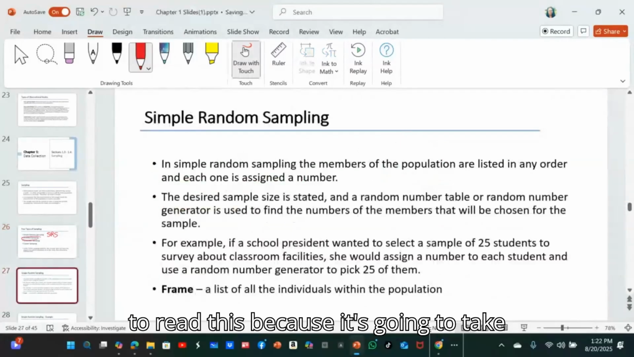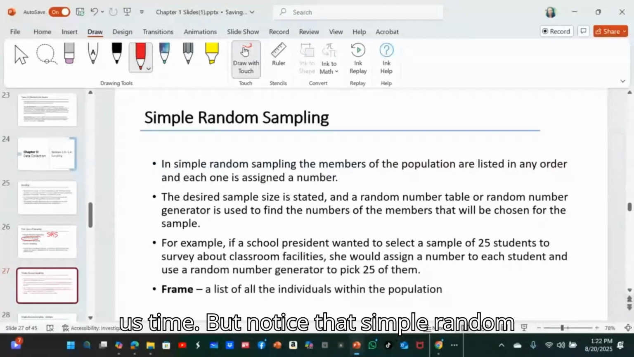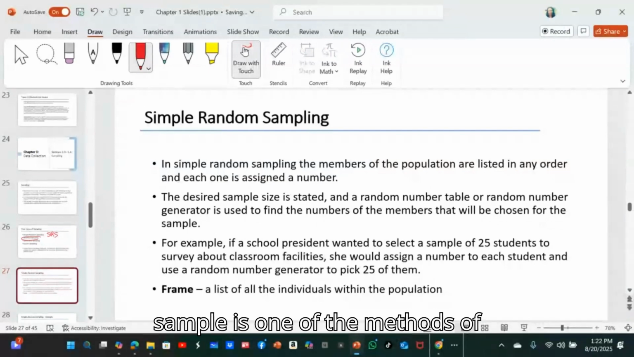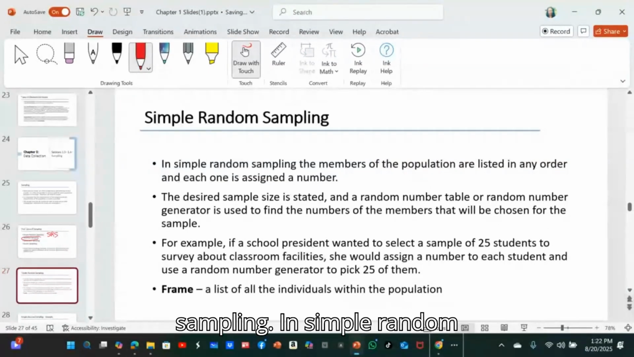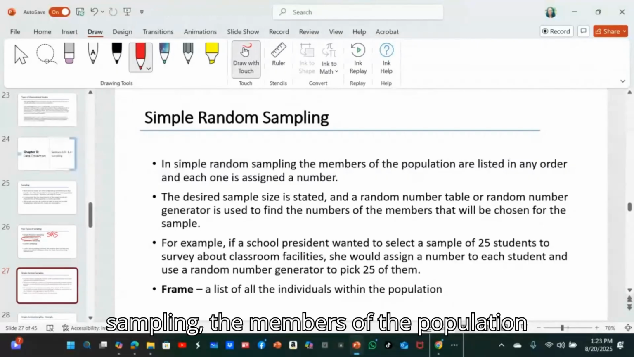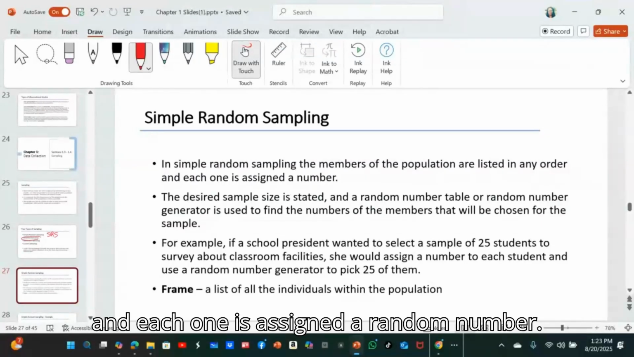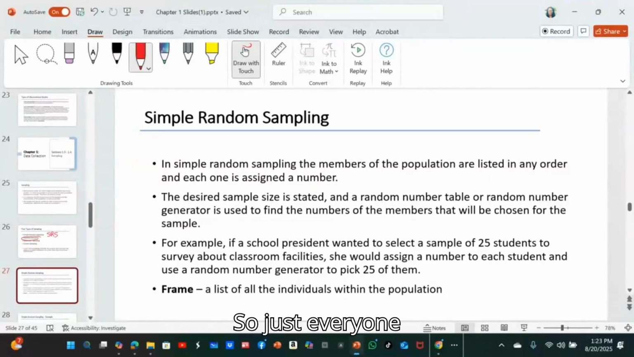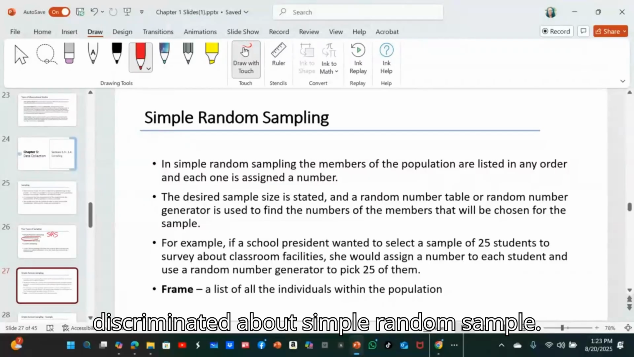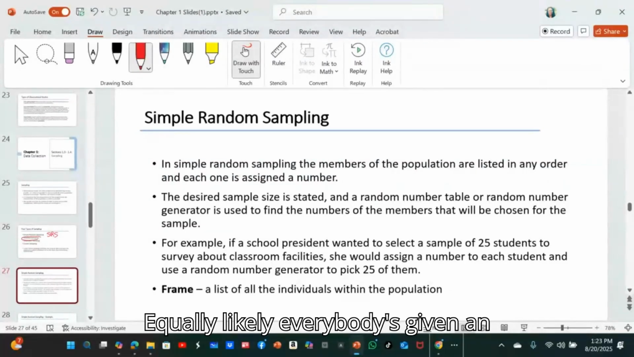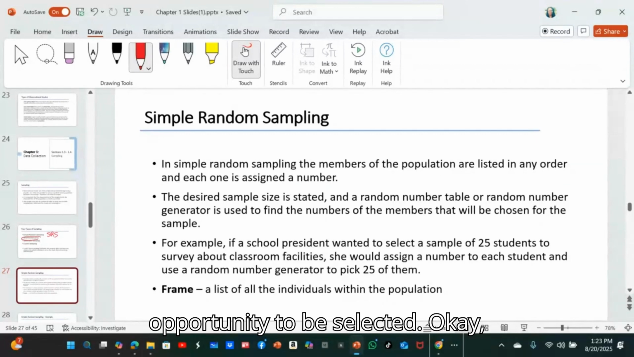Stratified samples. So let's go to simple random sample. I would like you to read this because it's going to take us time. Simple random sample is one of the methods of sampling. In simple random sampling, the members of the population are listed in any order, and each one is assigned a random number. So everyone is allowed to be selected, and nobody is discriminated against. Equally likely, everybody is given an opportunity to be selected.